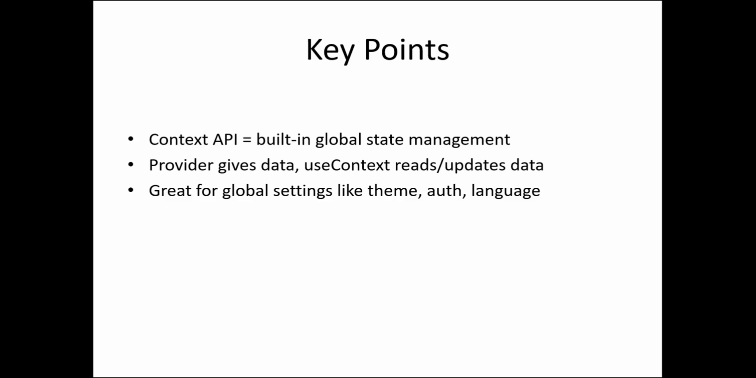So context API allows global state management in React, and the provider shares data, use context consumes state, and this eliminates prop drilling. It is best for themes, authentication, language, shopping carts, and notifications. And this can combine with use reducer for complex state, and keeps context modular and specific for performance and maintainability.